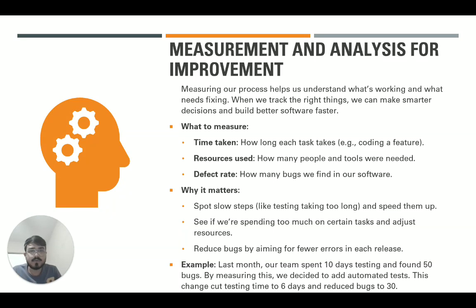So let's see measurement and analysis for improvements. Measuring our process helps us understand what is working and what needs fixing. When we track the right things, we can make smarter decisions and build better software faster. So, what to measure? Time taken, how long each task takes, like coding and features. The second one is resources used, how many people and tools were needed. The third one is defect rate, how many bugs we find in our software.